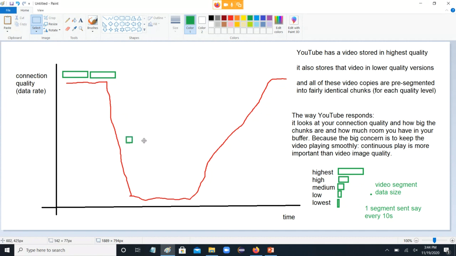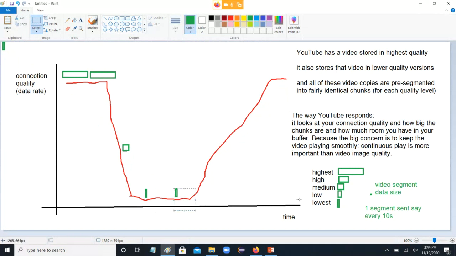All right, we'll do the big one. Boom. All right, so YouTube's going to say, oh, we'll send you a medium-sized one for this time. Then when the time comes to send you another one, the connection is terrible. So what does it do? Well, of course, it sends you the terrible quality segment, right? So it looks like that. And yeah, the quality is not going to be great at that point, but that's what there is.